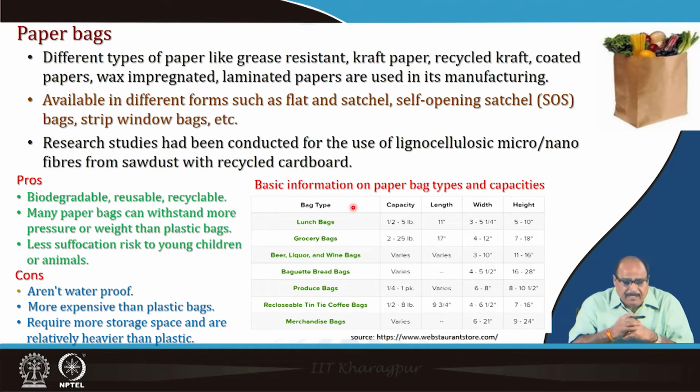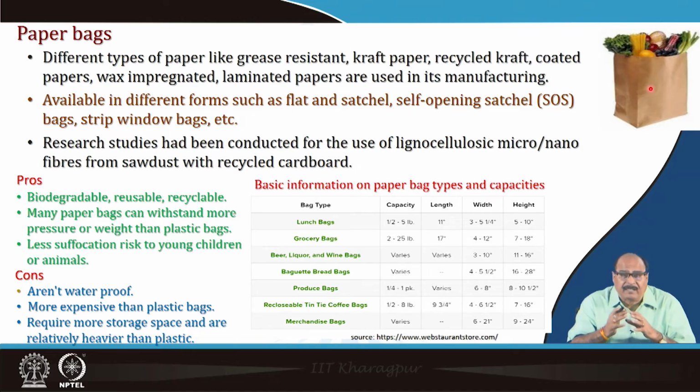Okay. Then paper bags. See, here there are different types of paper, like grease resistant, kraft paper, recycled kraft, coated papers, wax impregnated, and laminated papers, etc., which are used for manufacturing of the paper bag. You can see one here in the figure. Then these paper bags are available in different forms, such as flat and satchel, self opening satchel bags, strip window bags, and so many.